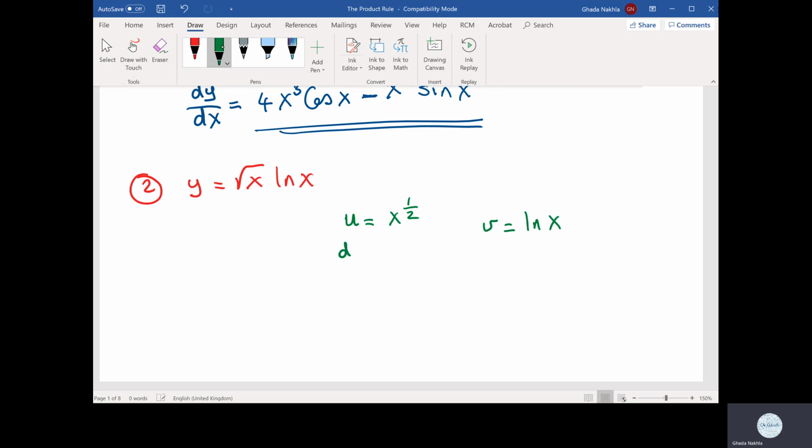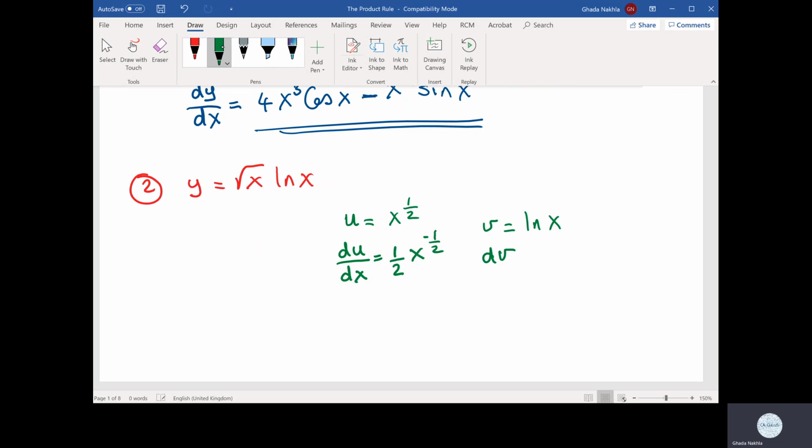Okay, so we differentiate du by dx. You drop the power, which is a half, drop it down there, and then decrease the power of x. When you differentiate, you decrease the power of x. When you integrate, you increase. In this case, we're differentiating, so we're decreasing a half by 1. So a half minus 1 is minus a half.